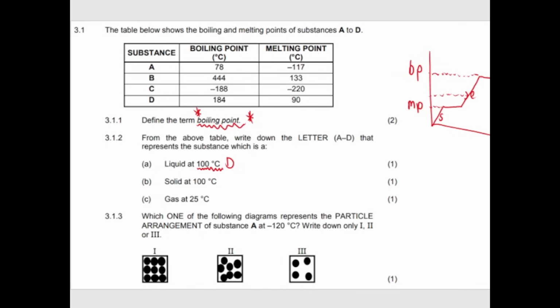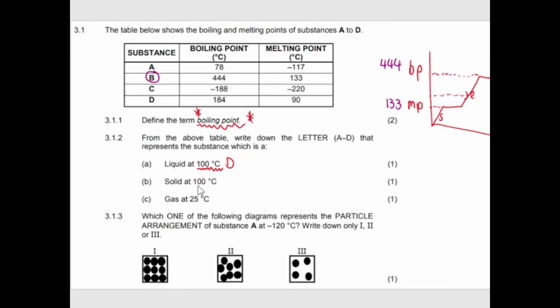Then the next question says solid at 100 degrees Celsius. And we just discussed that B actually fits that description, because if you look at its melting point and its boiling point, its melting point is 133. Its boiling point is much higher, 444.